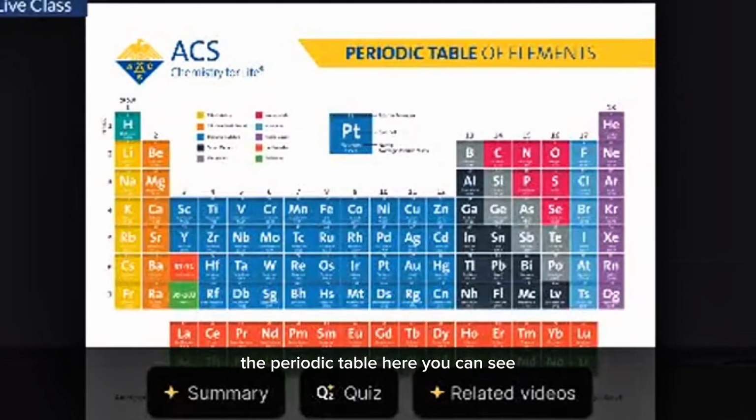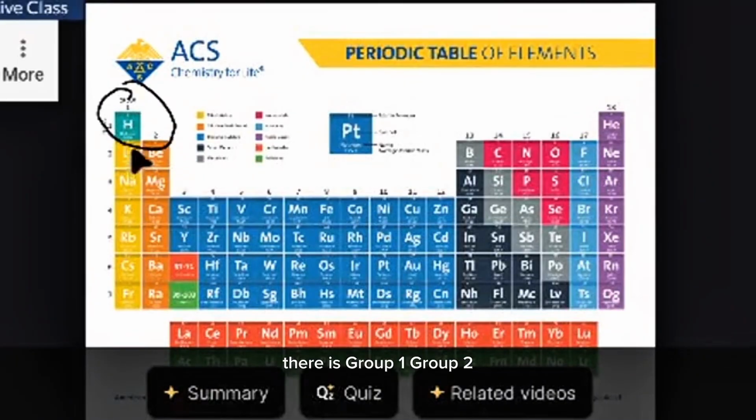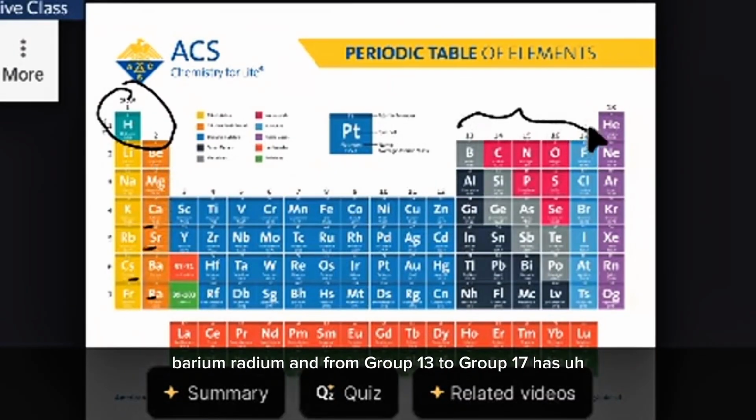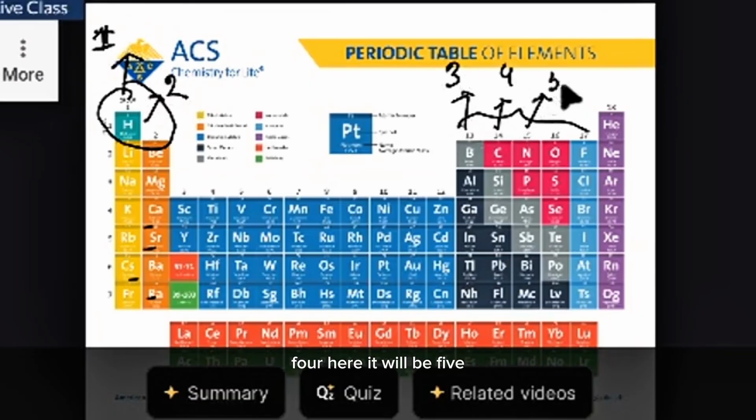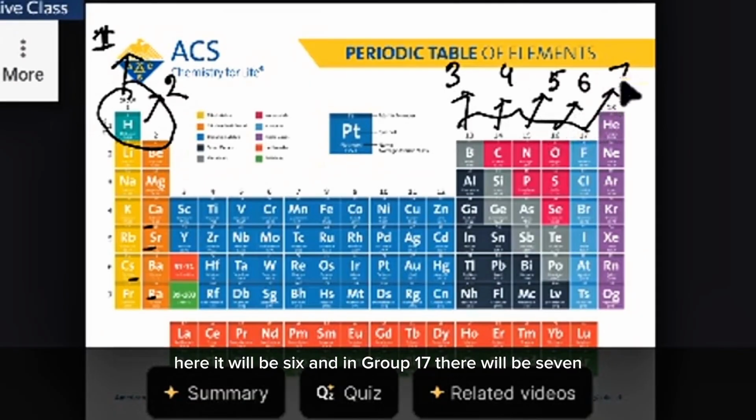Now, here you can see there is group 1, group 2. Group 1 has hydrogen, lithium, sodium, potassium, rubidium, cesium, francium. Group 2 has beryllium, magnesium, calcium, strontium, barium, radium. And from group 13 to group 18 has many atoms, and mostly they act as non-metals, but not all of them are non-metals. In group 1 the outer shell will have 1 electron, group 2 will have 2 electrons. In group 13, there will be 3, 4, here it will be 5, here it will be 6, and in group 17 there will be 7.